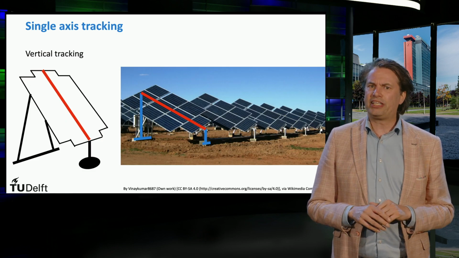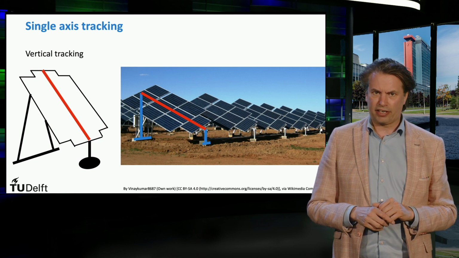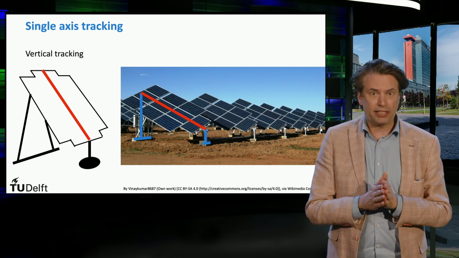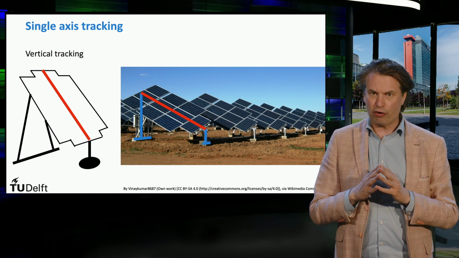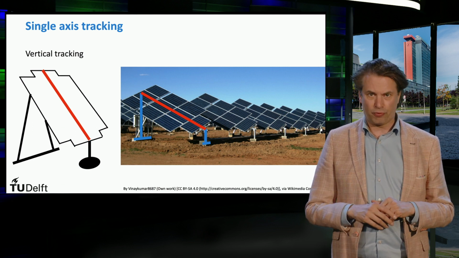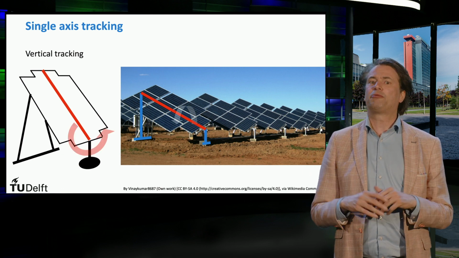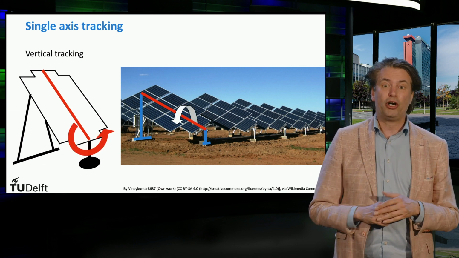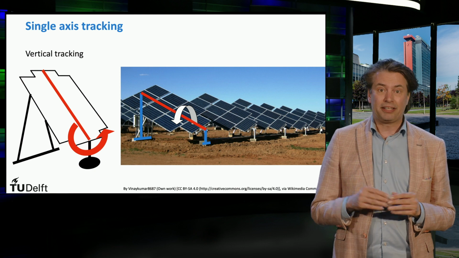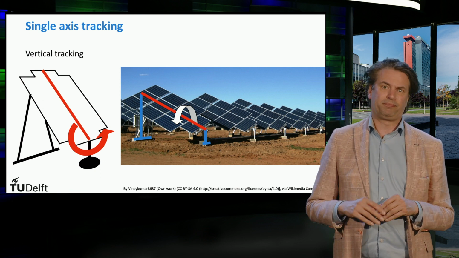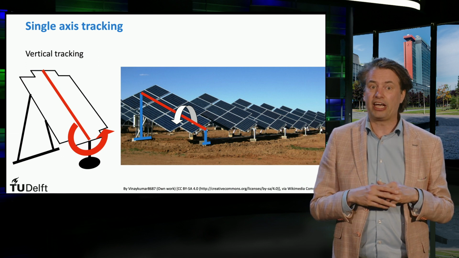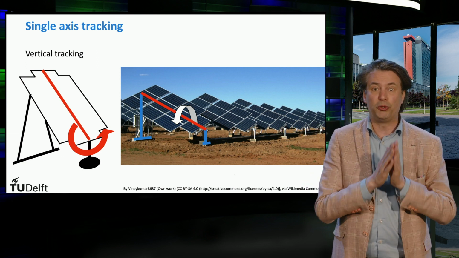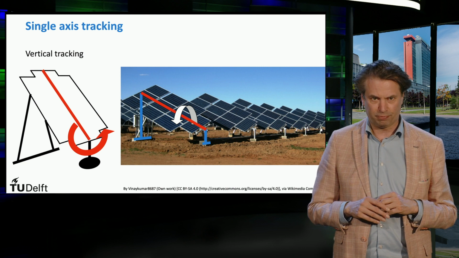Let's start with this single axis tracker. As the name implies, this tracker only has one rotational axis, so 1 degree of freedom, indicated here by the red line. The tracking system consists of an electric motor controlled by a computer system that changes the tilt of the panel. The computer uses an algorithm that requires the coordinates of the location and the day and the time to compute the position of the sun.